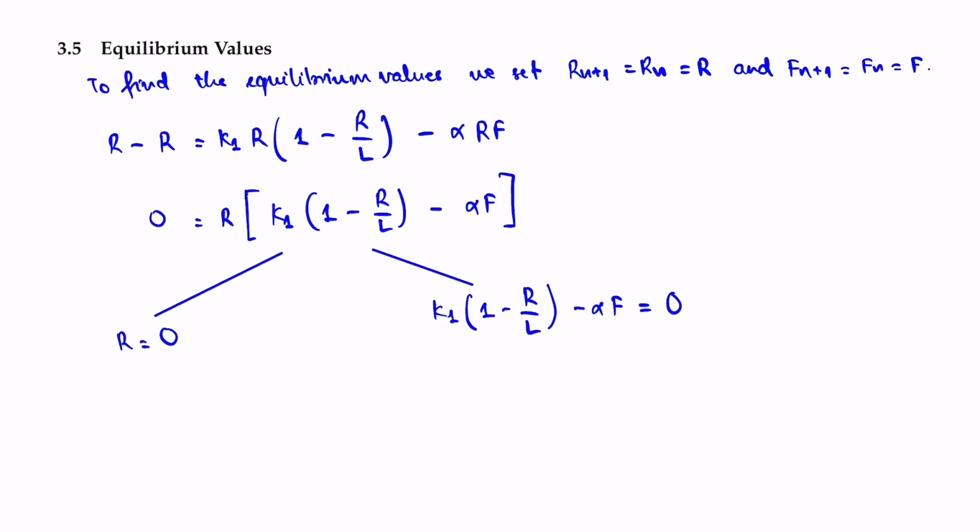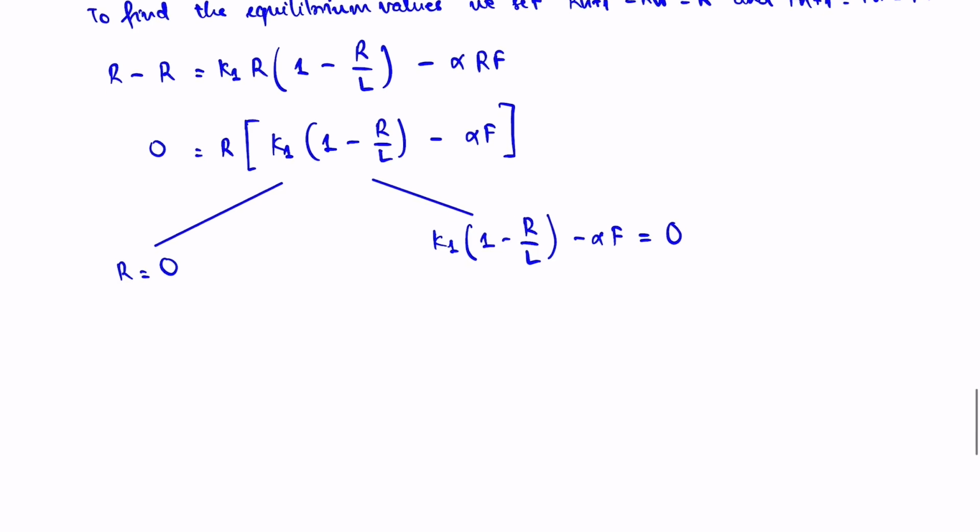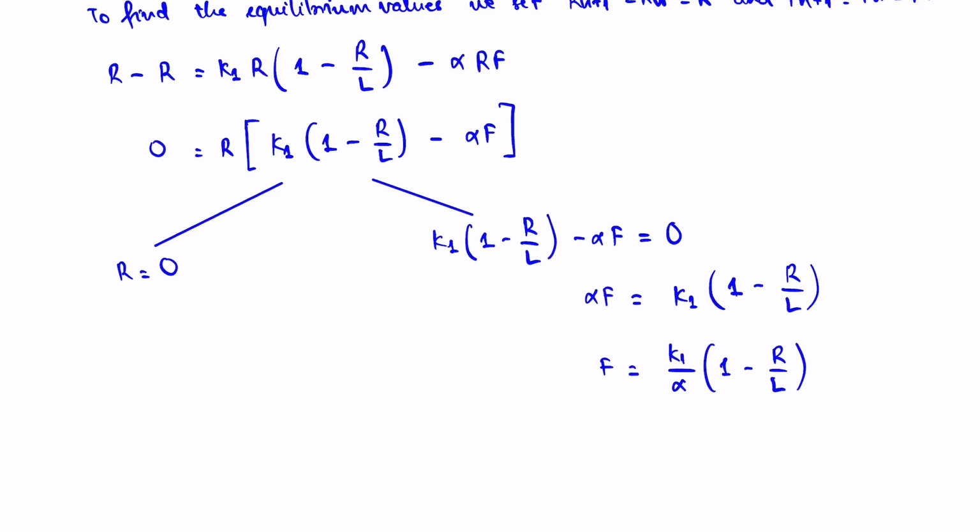And you solve for F in terms of R in this case. So alpha times F equal to K1 times 1 minus R over L. And you divide both sides by alpha, you get K1 over alpha times 1 minus R over L. So this scenario is going to be a little bit different from what we have seen in the last two models. In this case, the value of F depends on R.